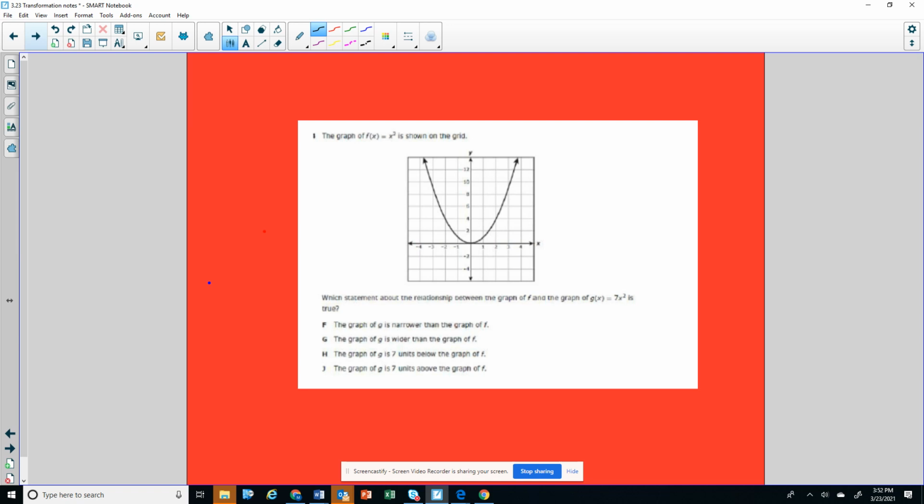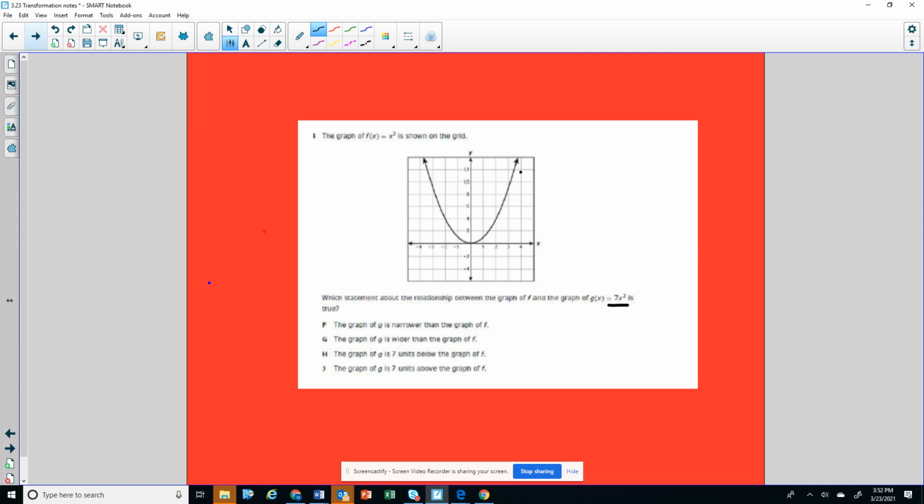STAAR questions are sometimes worded kind of weird, so I want to go over these questions so you understand them. Let's look at this one. It says that the graph of f of x is equal to x squared. That's this graph right here, the parent graph. And it got transformed to another graph, which is 7x squared. So look at those choices, F through J, and see which one is the correct answer.